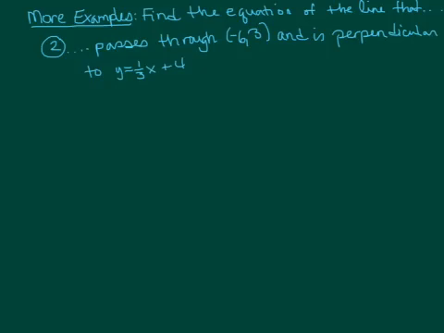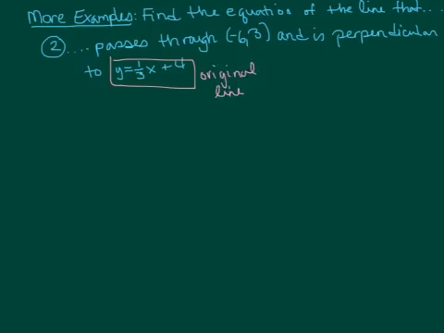Our next type of problem is similar to the problems we were doing with parallel lines. So we want to find the equation of the line that passes through this point -6,3 and is perpendicular to y equals 1/3 x plus 4. The line that we're trying to find, I'm going to refer to as our new line. The one that it's perpendicular to, I'm going to call our original line.